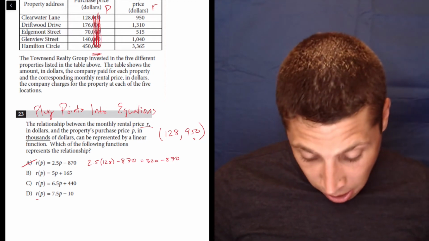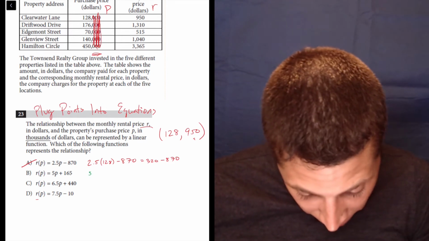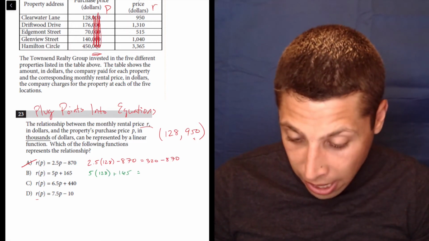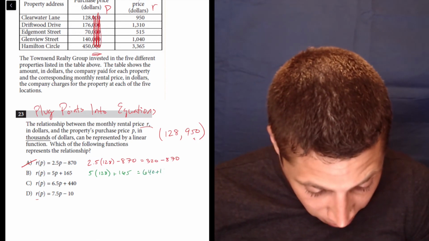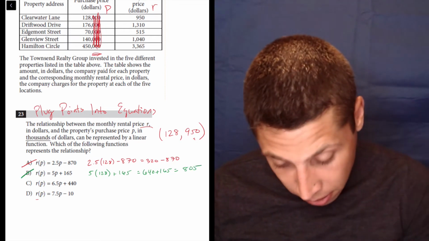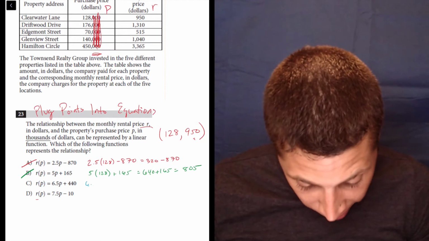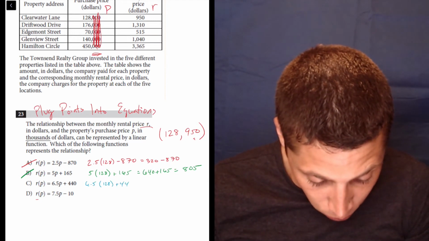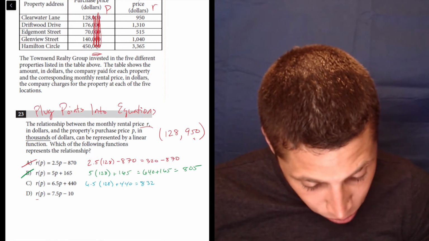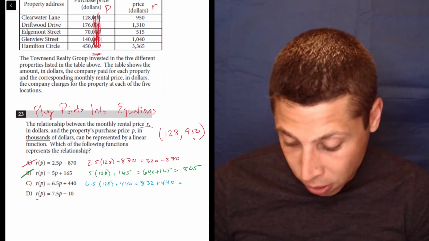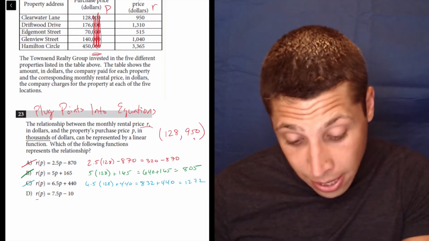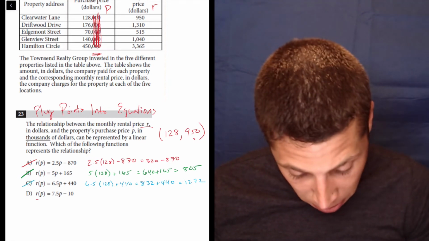So done. Next one. Let's switch color. 5 times 128 plus 165. Well, 5 times 128 is 640, plus 165 is 805. Not good enough. Gone. Choice C, 6.5 times 128 plus 440. 6.5 times 128 is 832, so this is going to be too big, right? I can do it, but it's going to be over 1,000. So 1272. Too big. Hopefully it's D.